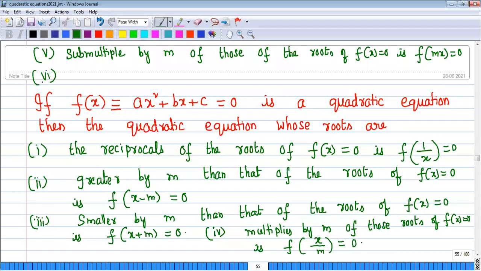Sixth one. These are very important for solving the problems. Even it may be extended for any order, not only quadratic equation. It may be applicable for cubic equation, biquadratic equation, quintic equation. Quintic means whose power is 5 also.